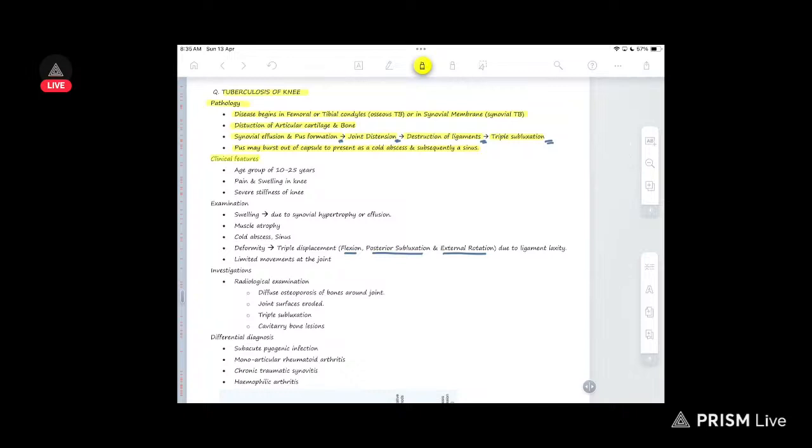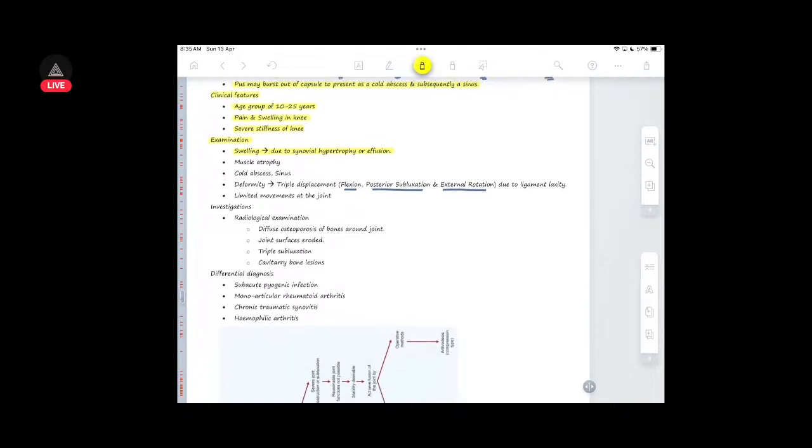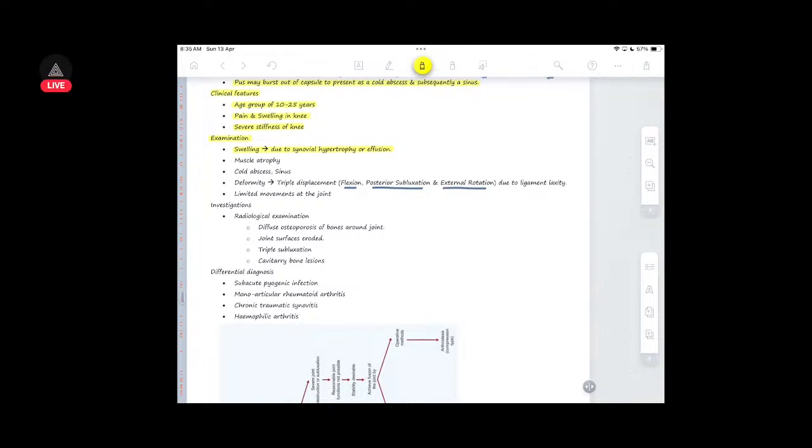So clinical features, clinically the age group of 10 to 25 years is most commonly affected. Pain and swelling in the knee is seen. Severe stiffness of the knee is seen. On examination, you can have swelling due to synovial hypertrophy. The joint will be hypertrophied or effused. Muscle will be atrophied. You can form cold abscess and sinuses will be there.